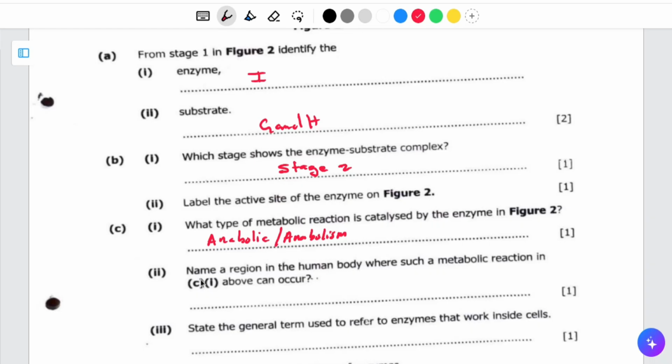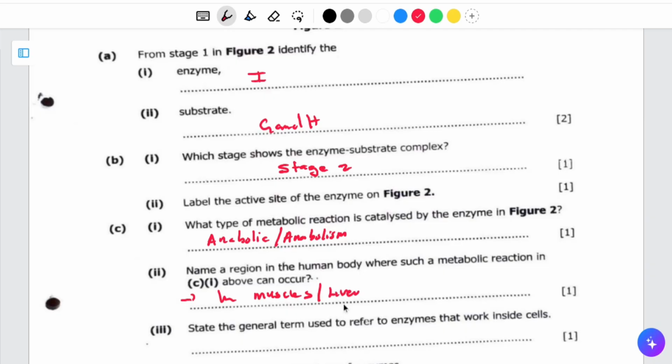And then the second question is saying, name a region in the human body where such a metabolic reaction in Roman number 1, which is question C, Roman number 1 above, can occur. So you can talk of the muscles as well as the liver. So you can say in muscles as well as in the liver.